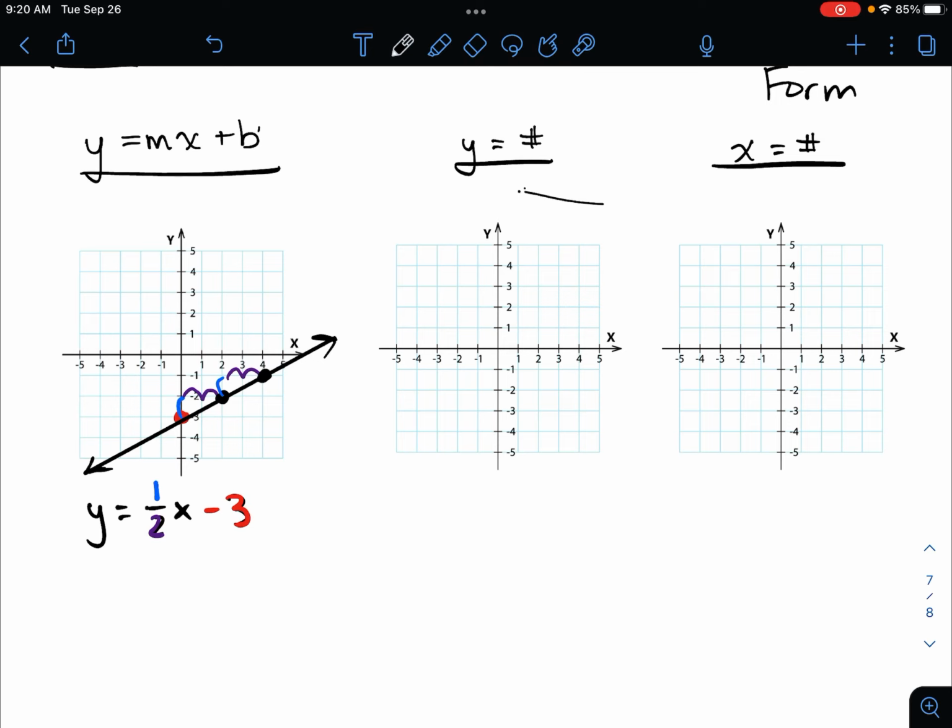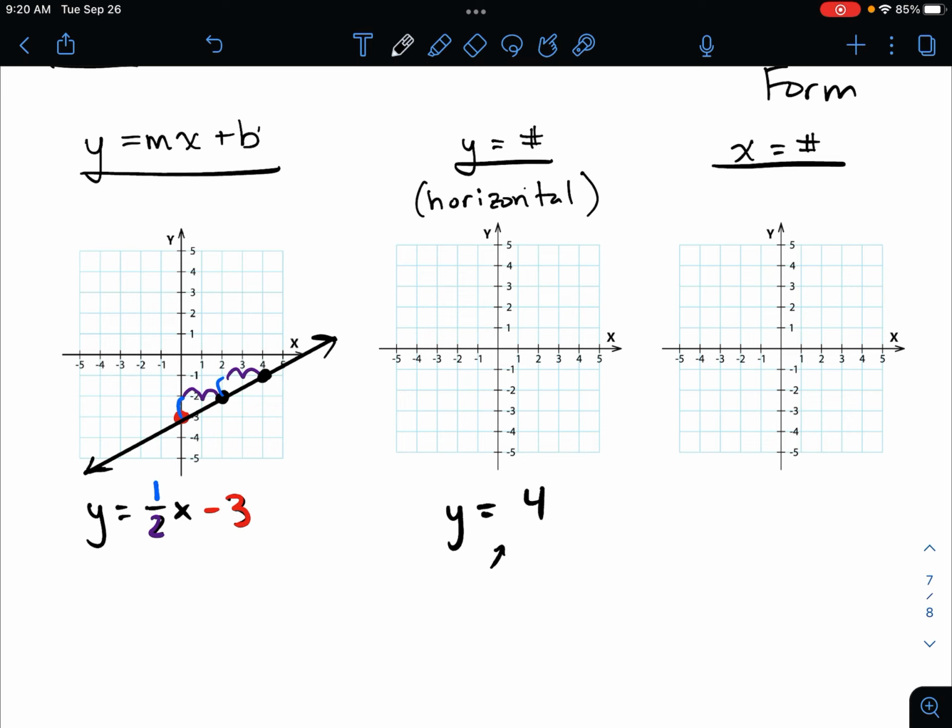If we have something like y equals a number, this is always going to be a horizontal line. Always a horizontal line. The reason why this is true, well, let's think of an example. Let's think of y equals, how about 4?